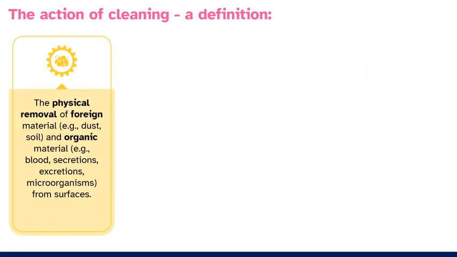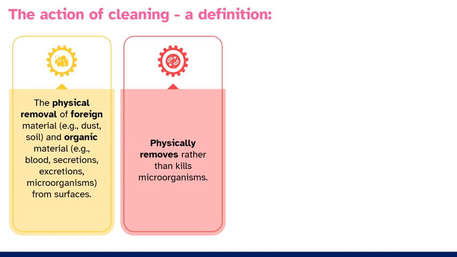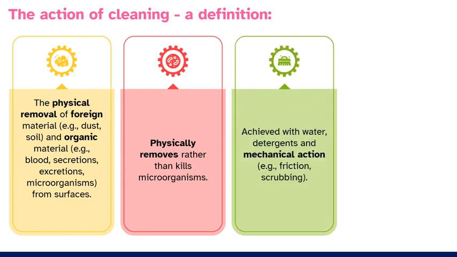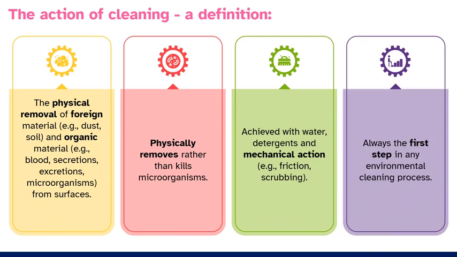Cleaning is the physical act of removing foreign and organic material such as dust, soil, blood, secretions, and microorganisms from surfaces. This process, which involves wiping or scrubbing, doesn't necessarily kill microorganisms but physically removes them. It is typically done using water, detergents, and mechanical actions such as friction. Cleaning is always the first step in the environmental cleaning process.